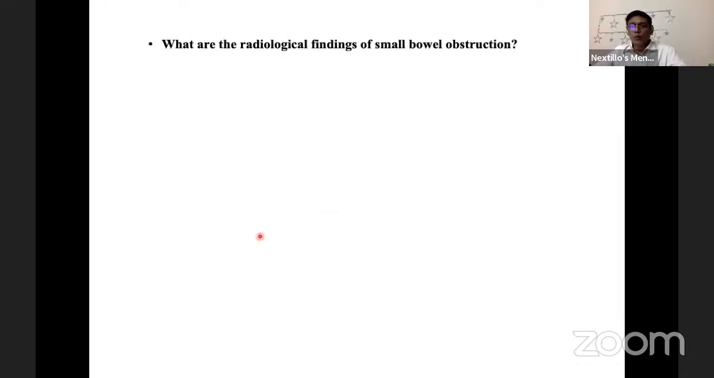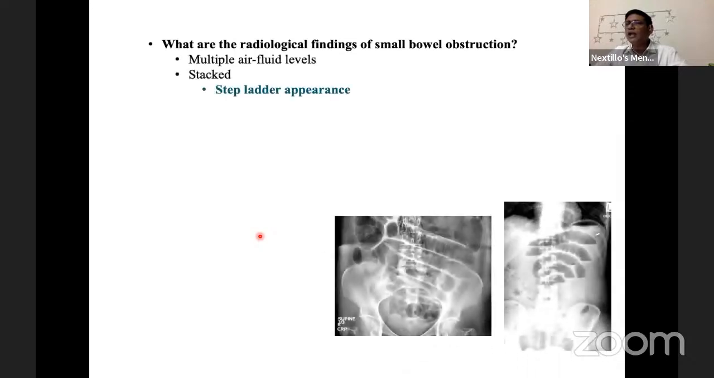Further on, what are the radiological findings in the small bowel obstruction? The first important finding is multiple air fluid levels. As you can see here, we have a step ladder appearance, the dilated bowel loops one above the other. This picture you have already seen, this second one. Now this one, you can see that this is a step ladder type of appearance. Because of the valvulae conniventes, we have the stacked appearance.